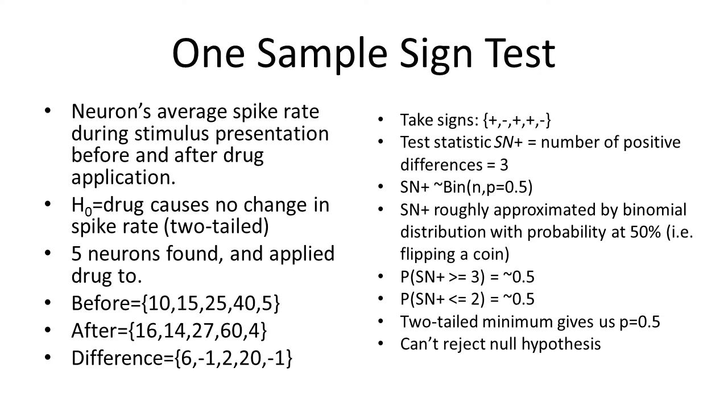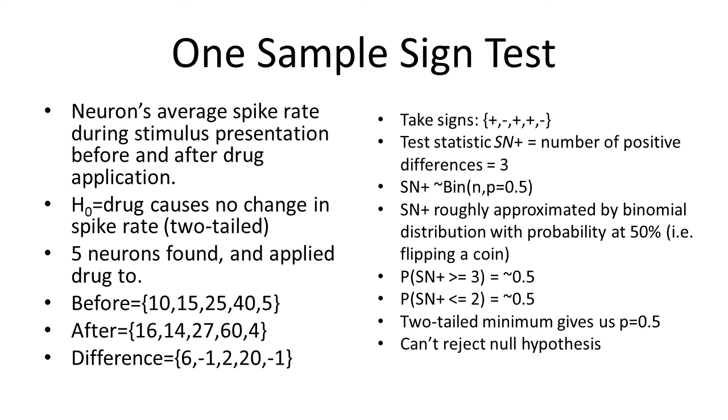And basically Sn plus is comparable to the binomial distribution, where n is the number of samples, which is 5, and p is the probability that it's all fair, which is 50%. So Sn plus is roughly approximated by this. You can imagine it's like flipping a coin. If both distributions are from the same area, then if you take the difference from the two of them, it should be about a 50% chance that it's going to be above or below.